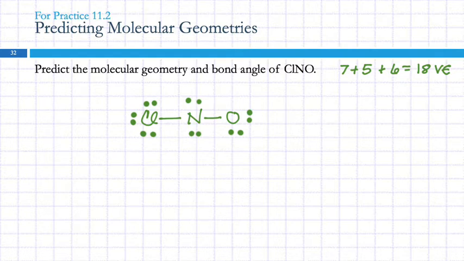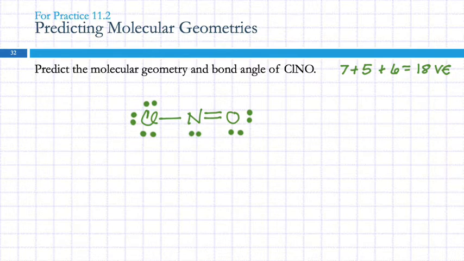I don't have enough electrons to give everyone an octet. So now what do? We share. It's like Robin Hood. You take from the rich and you give to the poor. Oxygen doesn't have enough. Nitrogen does. So we're going to ask nitrogen to share one of its lone pairs with oxygen. We have not changed the number of valence electrons. We've just put them around in different places.